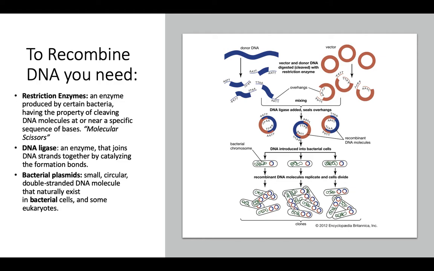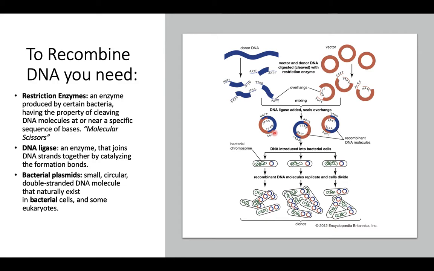So there are 3 items you're going to need to recombine DNA. The first one is restriction enzymes. And let me get my pointer here. So restriction enzymes are enzymes that cut or cleave DNA molecules at or near specific sequences. So these are the molecular scissors. Then you can cut a particular sequence of DNA here, and then you can glue them together through DNA ligase, which is another enzyme that pretty much seals the 2 recombinant DNA strands.